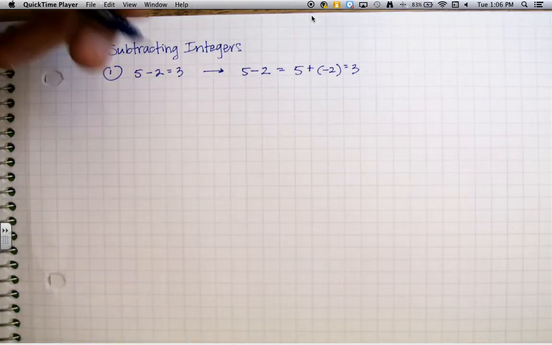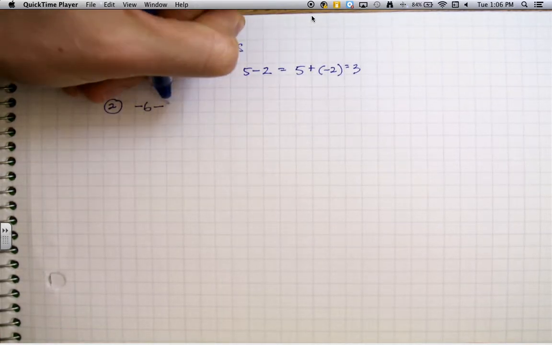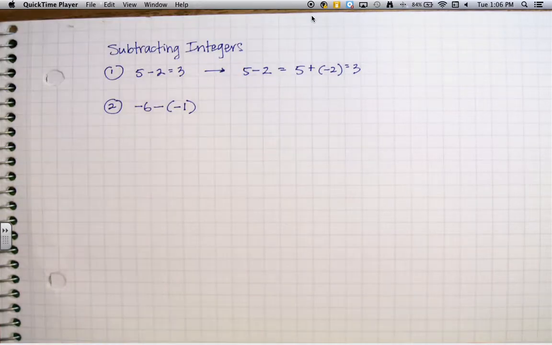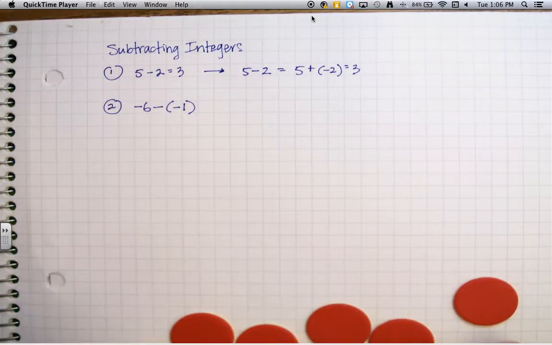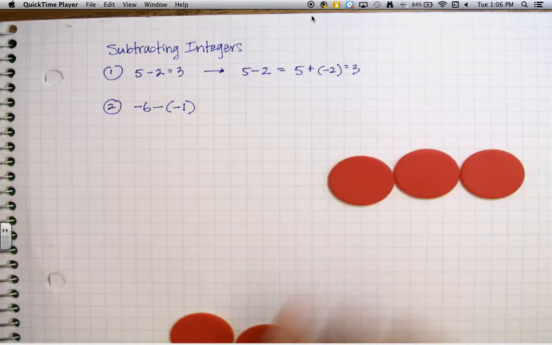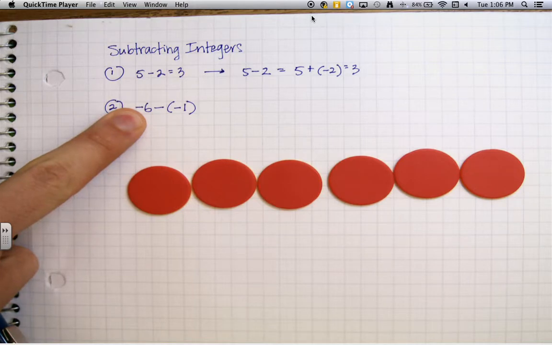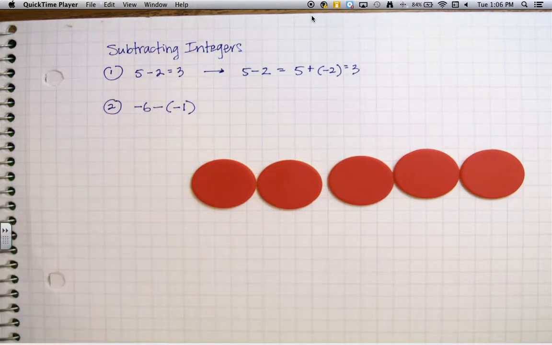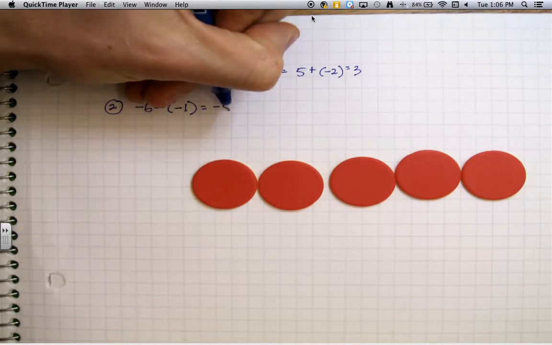Well, let's take a problem that looks kind of scary mathematically, like negative 6 minus negative 1. That's kind of crazy looking. If we think about our integer pieces, here are 6 negatives. So I'm starting with negative 6, and if I take away one of the negatives, I'm left with 5 negatives. So the result must be negative 5.